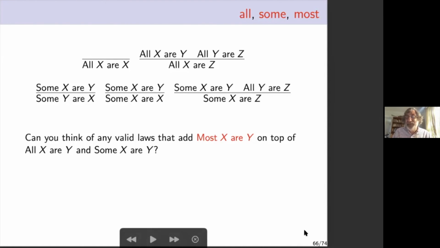So this is the audience participation part of the talk. Why don't you put down what you think the rules of logic should be if I add most to the syllogistic logic of all and some? Can anybody think of any rules of logic? Nobody's writing anything. You should put it in the chat here if you have a rule of logic. There are five or six. Well, how about I tell you most X are Y and most Y are Z? Does it follow that most X are Z?